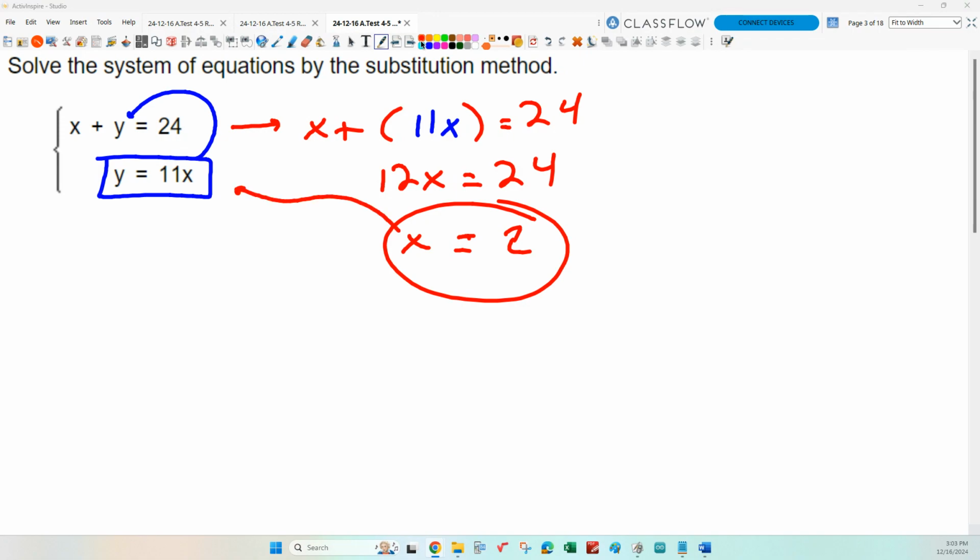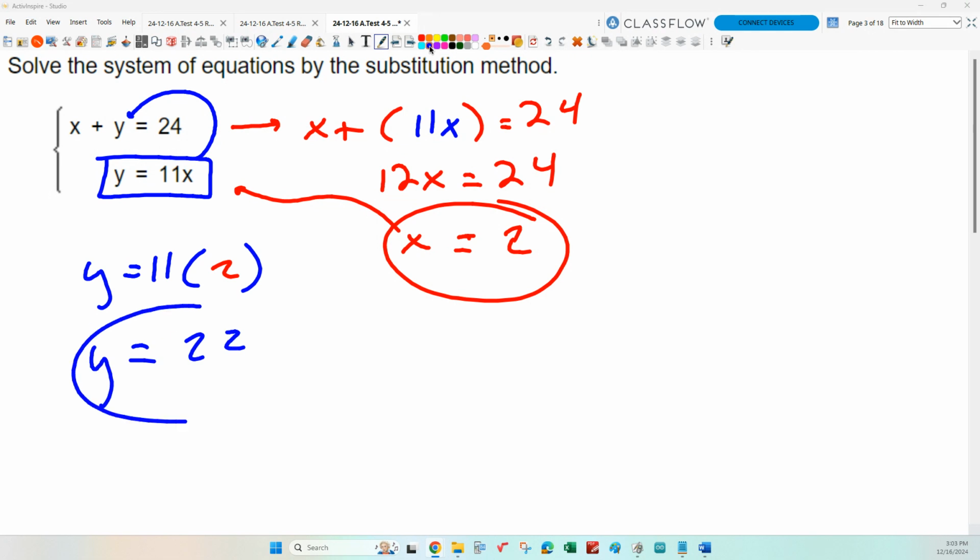So we plug it in there, and we get y equals 11 times my x value of 2. So what's y equal to? What's 11 times 2? 22. Okay, and then we get our solution, which would just be the ordered pair. X goes first, so we get 2 is our first number, and then 22 in our ordered pair.